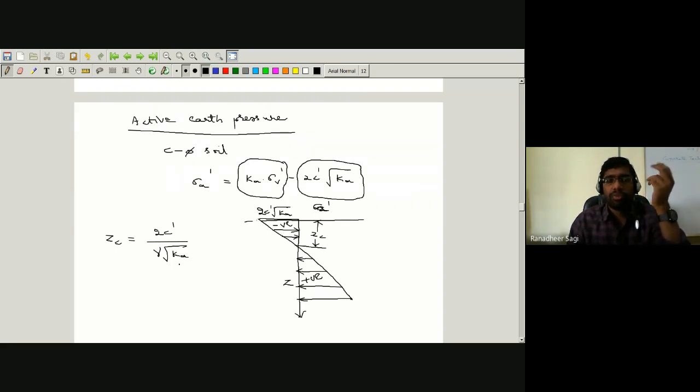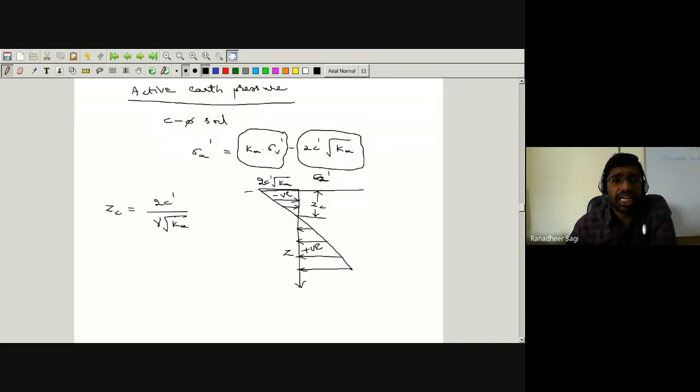In some particular case, though the soil is c-phi soil, your sigma A dash value may not come out to be negative at all, because if your Ka into sigma V dash term is higher when compared to 2 into C dash into under root Ka, then obviously sigma A dash is always positive. So it's not compulsory that in all c-phi soil you will come across a tension crack. However, theoretically, if a tension crack is getting developed, the maximum depth of that tension crack is 2C dash by gamma into under root Ka. So that's the expression which talks about the depth of the tension crack.